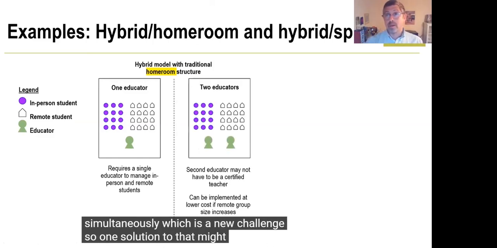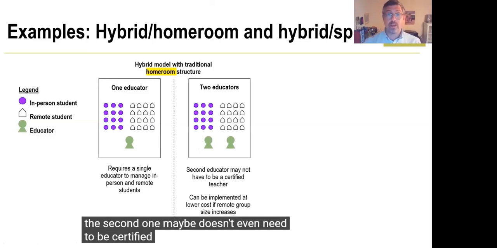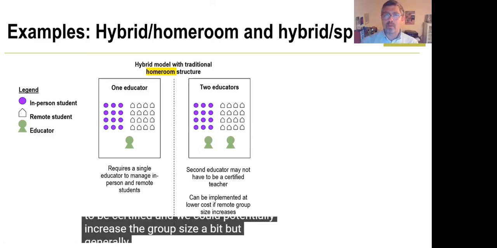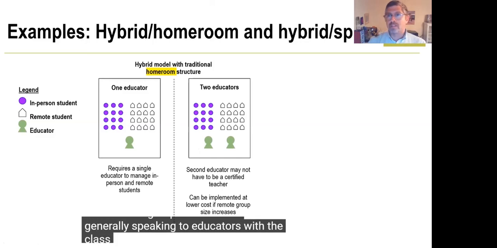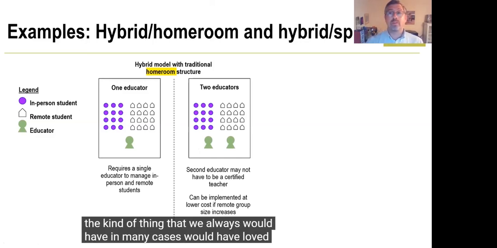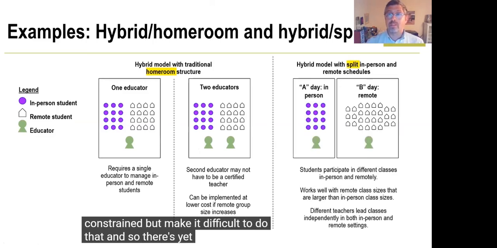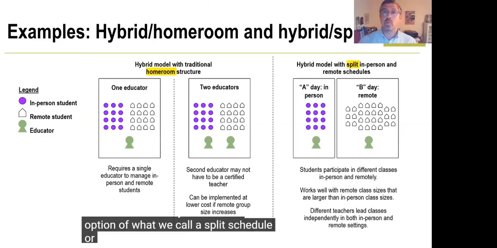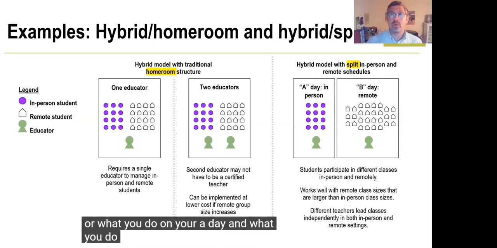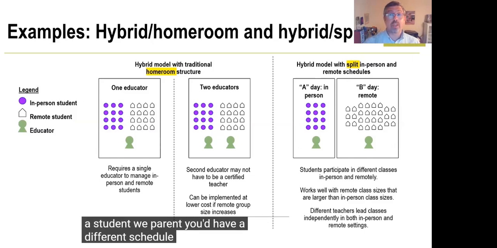So one solution to that might be, well, let's put 2 educators in the classroom. The second one maybe doesn't even need to be certified. And we could potentially increase the group size a bit, but generally speaking, 2 educators with a class of 26 or 28 kids is the kind of thing that we in many cases would have loved to do. And often the resource levels create a constraint that make it difficult to do that. And so there's yet this other option of what we call a split schedule, or what you do on your A day and what you do on your B day, your in-person versus your remote day as a student, would vary. You'd have a different schedule.